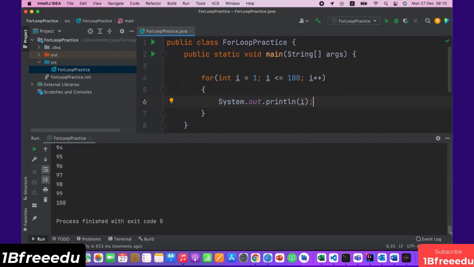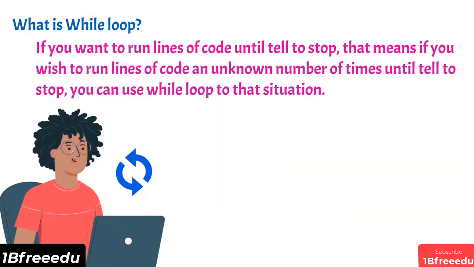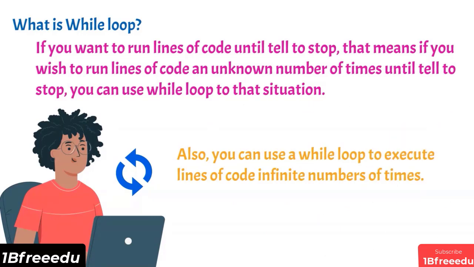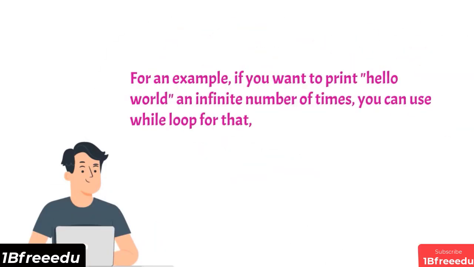In the next video, we will discuss while loops. If you want to run lines of code until told to stop, you can use a while loop for that. That means if you wish to run lines of code an unknown number of times until told to stop, you can use a while loop in that situation. Also, you can use a while loop to execute lines of code an infinite number of times. For example, if you want to print hello world an infinite number of times, you can use a while loop for that. Let me show you how to do that.